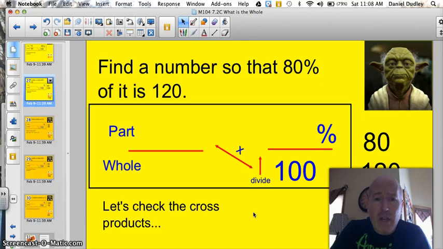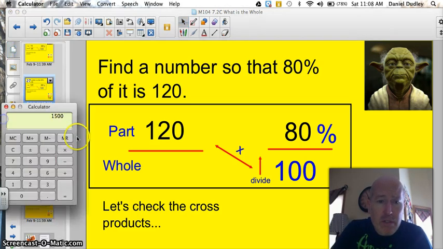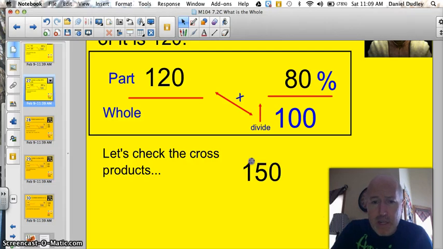Let's see. Find a number so that 80% of it is 120. All right, so 80%, I'll put that in. And my 120, I'll put right there, the part. So, once again, 120 times 100 is just going to be 120 plus 2 more zeros, or 12,000. I just wanted to make sure I had 3 zeros there. And then I'm going to divide it by the third number, which is 80. Divide by 80, and I get 150. So let me grab 150 and pop it in there.